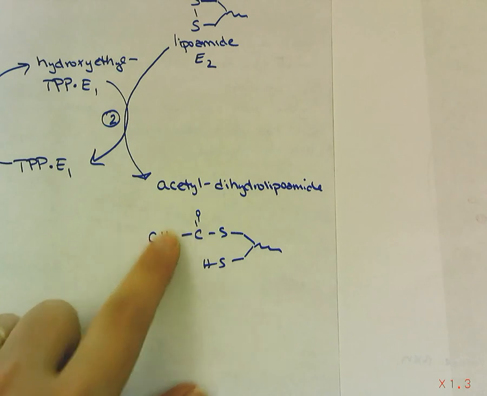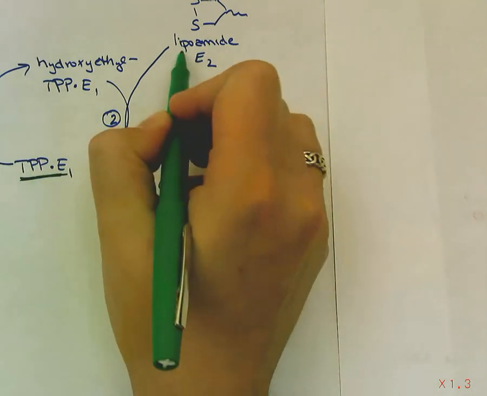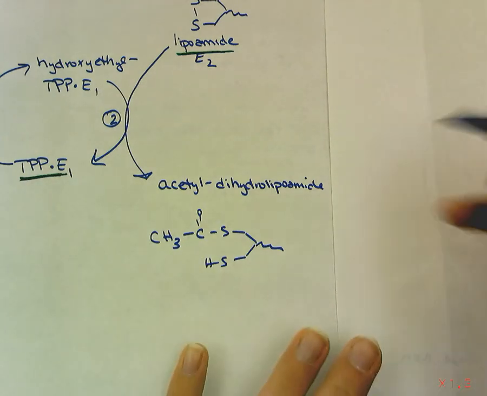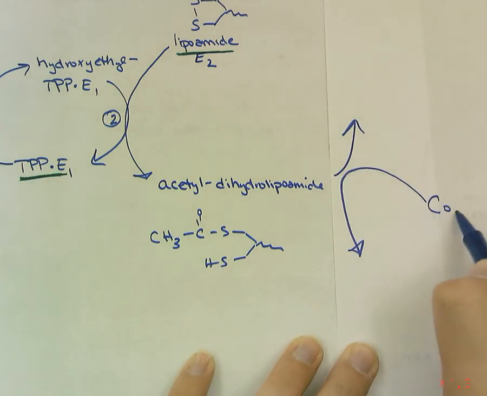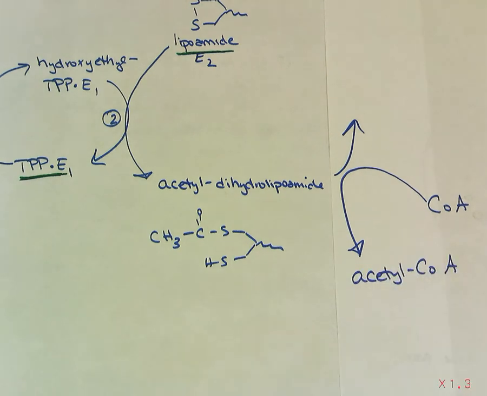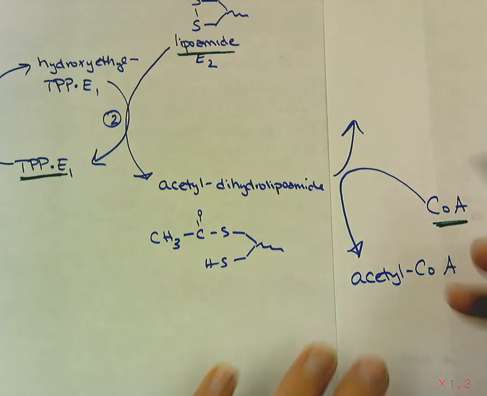So I have an acetyl stuck to a dihydrolipoamide. So what am I going to need to do that if I want to make acetyl-CoA? I need a CoA, right? So here we've used TPP, this is our first cofactor. Here's our second cofactor. I'm now going to use some CoA. And this is step 3.